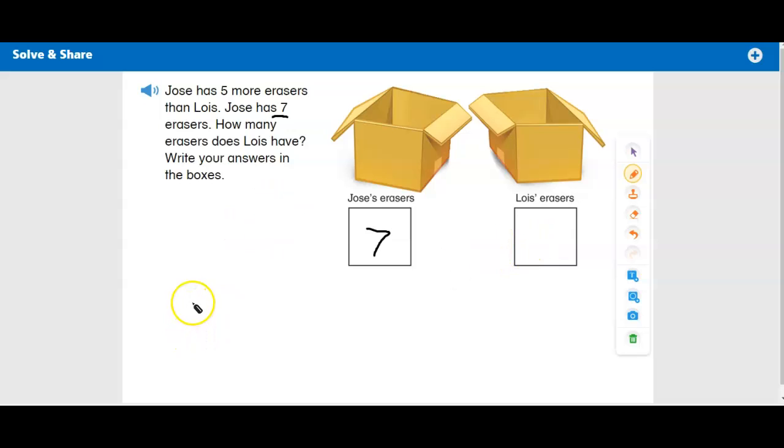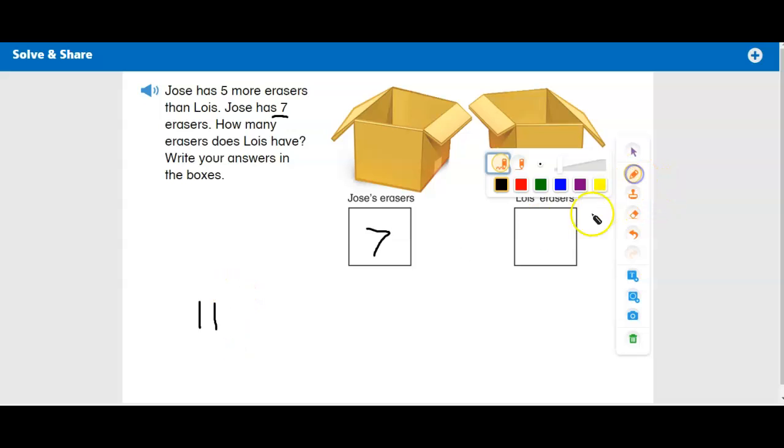So what we can do, I think I'm going to make some tally marks, and you can do this too. So we are going to make 7 tally marks. 4, 5, 6, 7. Usually I would cross out a 5, but I want to see all of them. So all 7, and we know that Jose has 5 more than Lois. So that means we would need to take away, and you can just cross out on your paper, 5 of those erasers. So I'm going to take away 1, 2, 3, 4, 5.